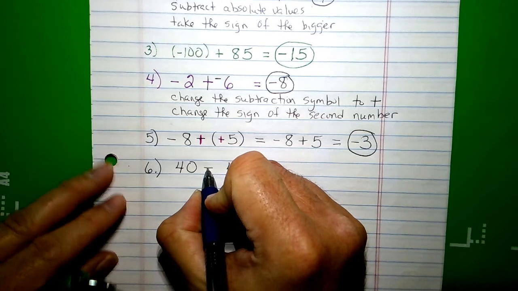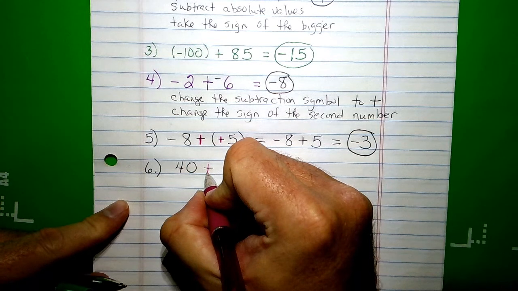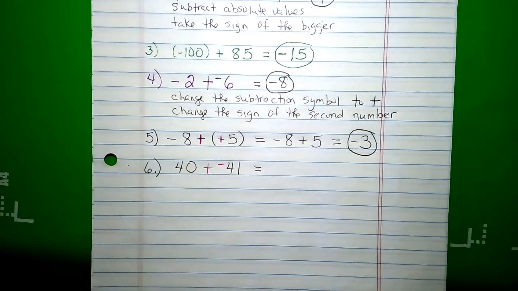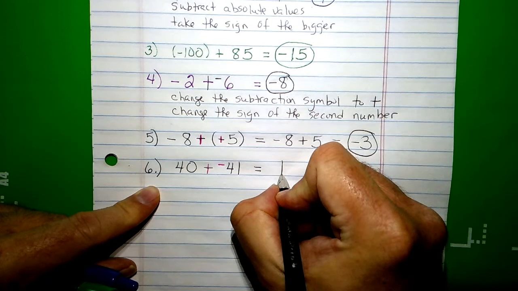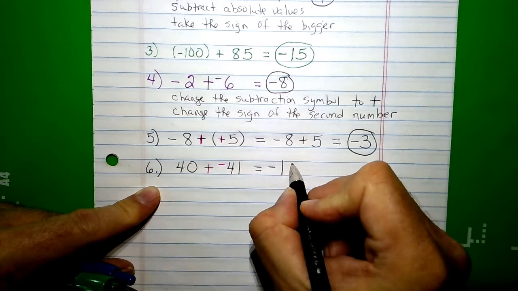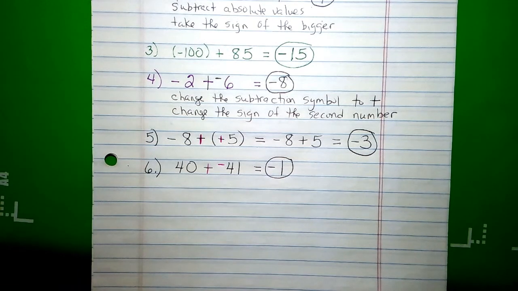Change the subtraction to addition. Change the sign of the next number, or the second number. So 40 plus a negative 41. How do we add a positive and a negative? Well, you subtract them. Take the sign of the bigger one. So negative 1 is our answer there.